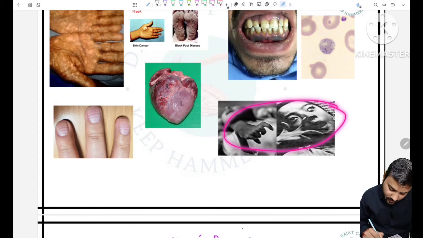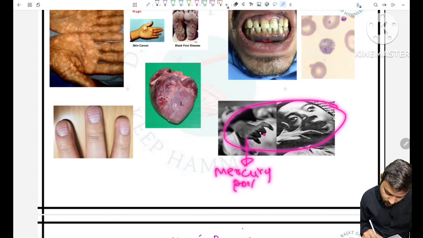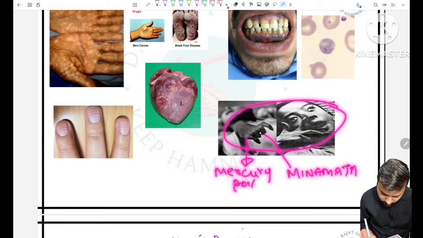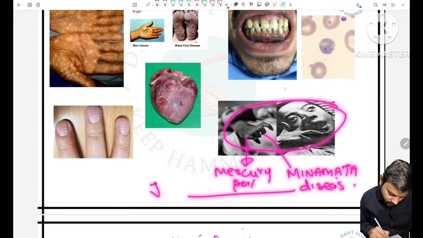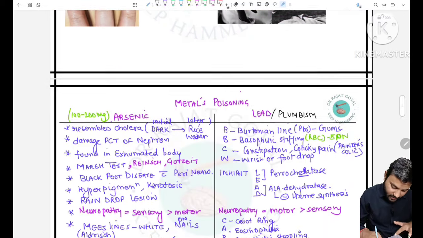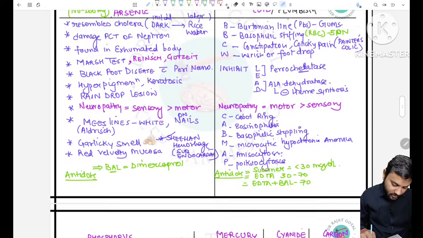And this is the image of the mercury poisoning, Minamata disease, and mainly seen in Japan. So firstly we will talk about the arsenic and lead, then we will come to the other one.